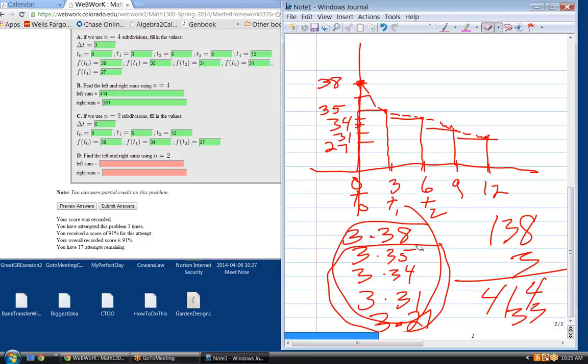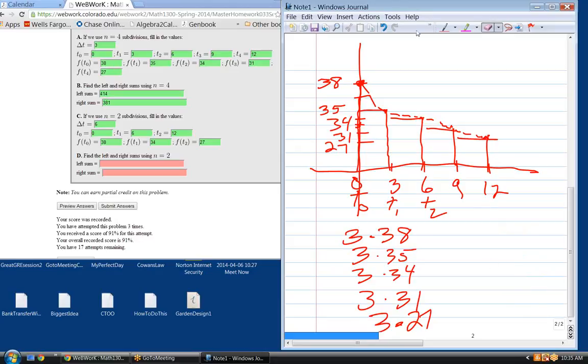And the left hand is going to be what? Using 2 subdivisions, it would be 6 times 38, using left hand. Yep. So 6 times 38 plus... And then 6 times 27.